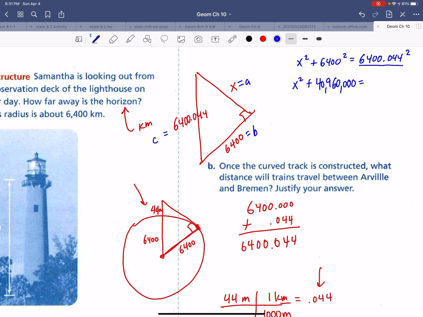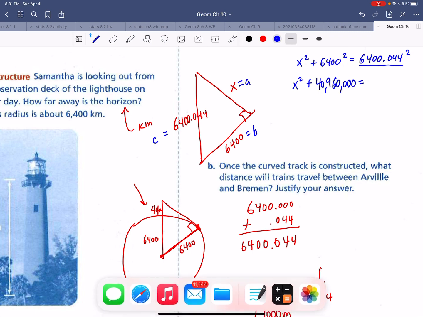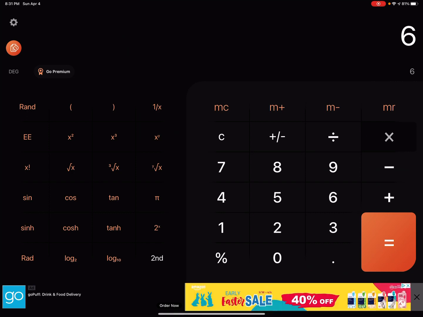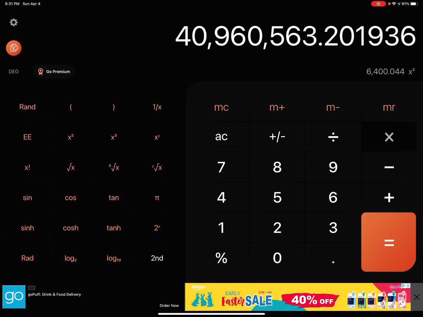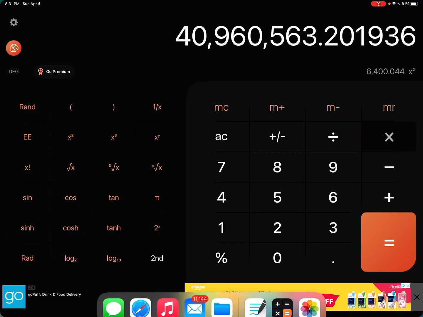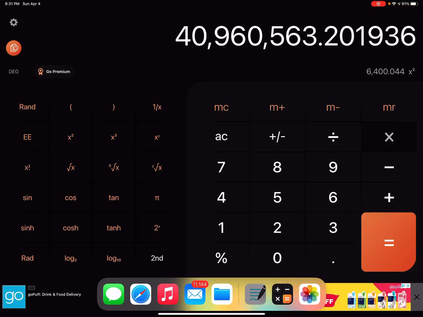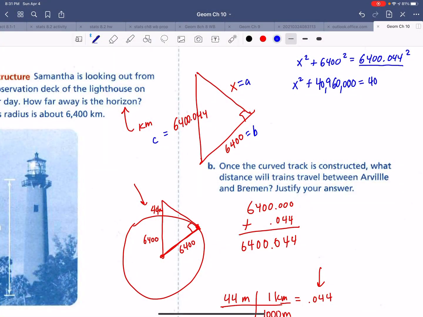And what is 6,400.044 squared? I don't want to type that in, so I'm just going to hit squared. Oh, it's a huge number. 40,960,563.